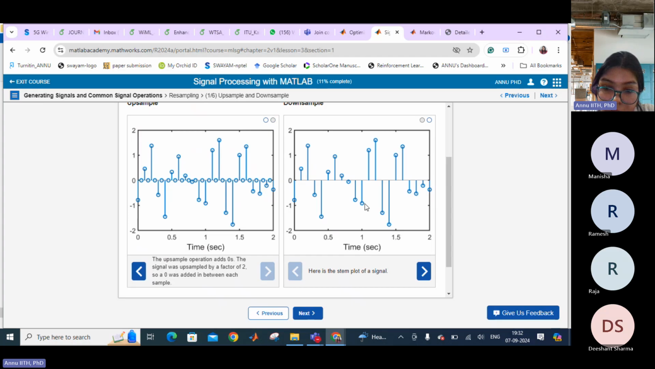Now let's see downsample. So you're having these samples. The downsample operation removes samples. The signal was downsampled by a factor of 2. So every other sample was removed. So here this was removed. That's great.